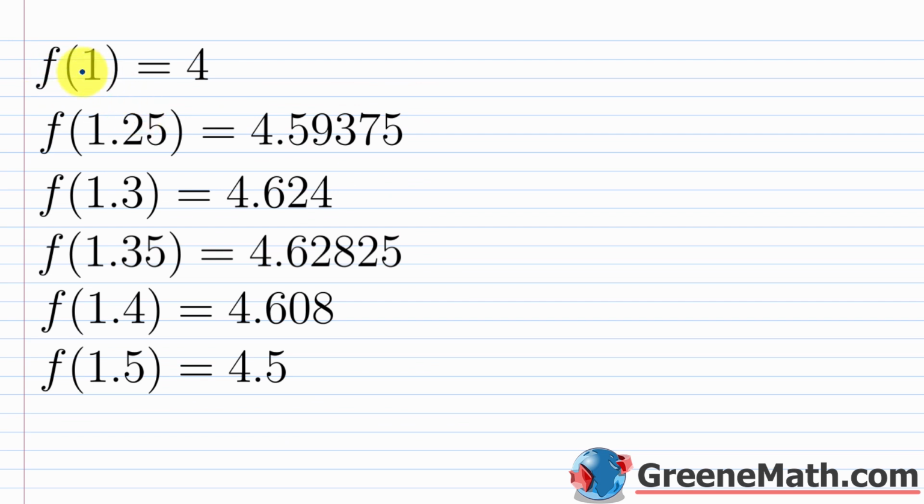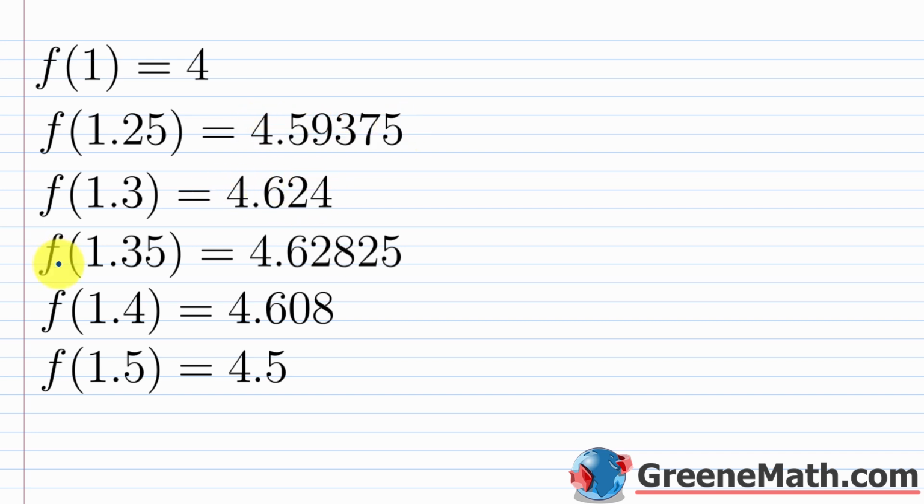So if you start with this f of 1 equals 4, now what I'm going to do is look at f of, and again, I'm just going to pick 1.25. You could do f of 1.1 or f of 1.05. It's just a matter of what you want to do. So f of 1.25 is equal to 4.59375. So this y value is larger than this y value. So then I'm going to do that again. We have f of 1.3. This equals 4.624. So this y value is larger than this y value.